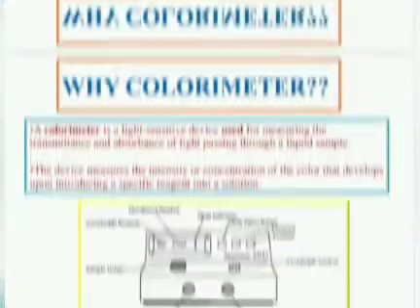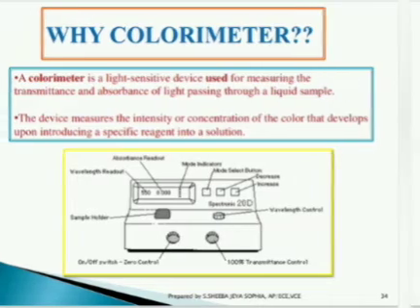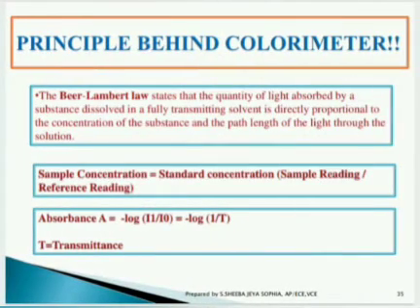A colorimeter is a light-sensitive device used for measuring the transmittance and the absorbance of light passing through a liquid sample. The device measures the intensity or concentration of the color that develops upon introducing a special reagent into the solution, which you can clearly see. As I have said, based on the Beer-Lambert law, sample concentration is equal to standard concentration times sample reading divided by reference reading, and absorbance A is calculated using the formula minus log of 1 by T, where T is the transmittance value.